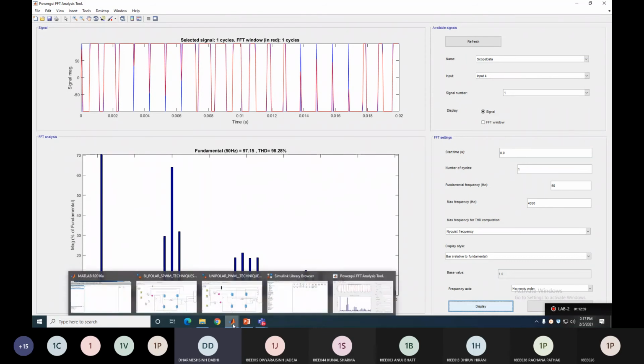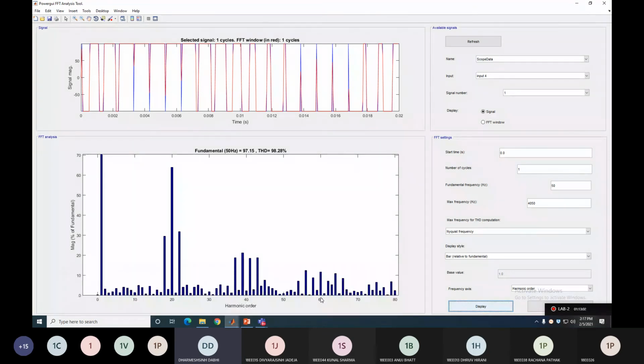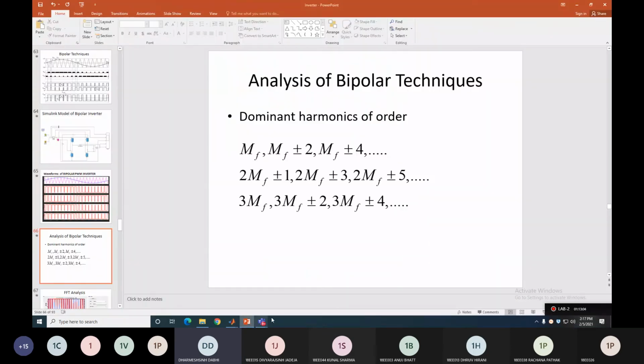Clear? Same way in the next one. Here it is 60. You can see the next table is 3 MF, 3 times MF, 60. Then 3 MF plus minus 2, which means 58 and 62.